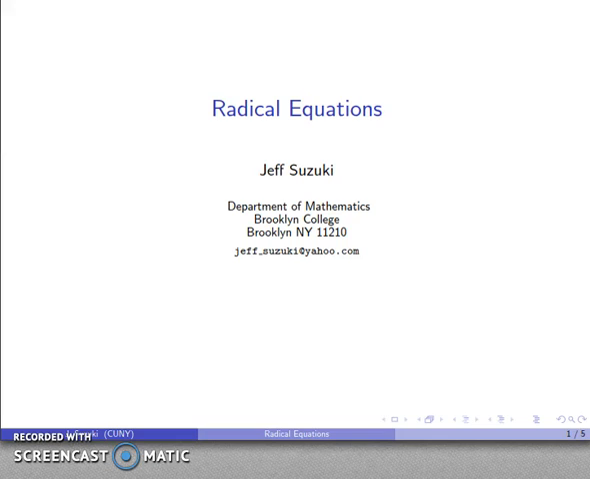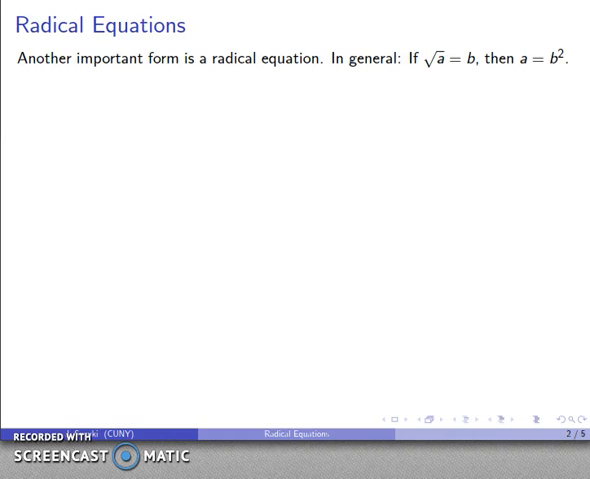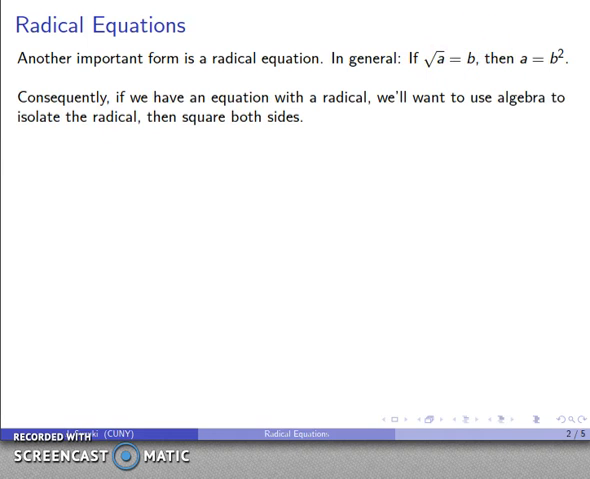Another thing we can do is talk about equations that have radicals in them. This is not somebody like Abbie Hoffman, but rather an equation that involves a root, generally a square root, but we can look at other roots as well. In general, if I have the square root of a equals b, then I know that a is equal to b squared. And conversely, if I have a equals b squared, I can reverse that and get b is equal to the square root of a.